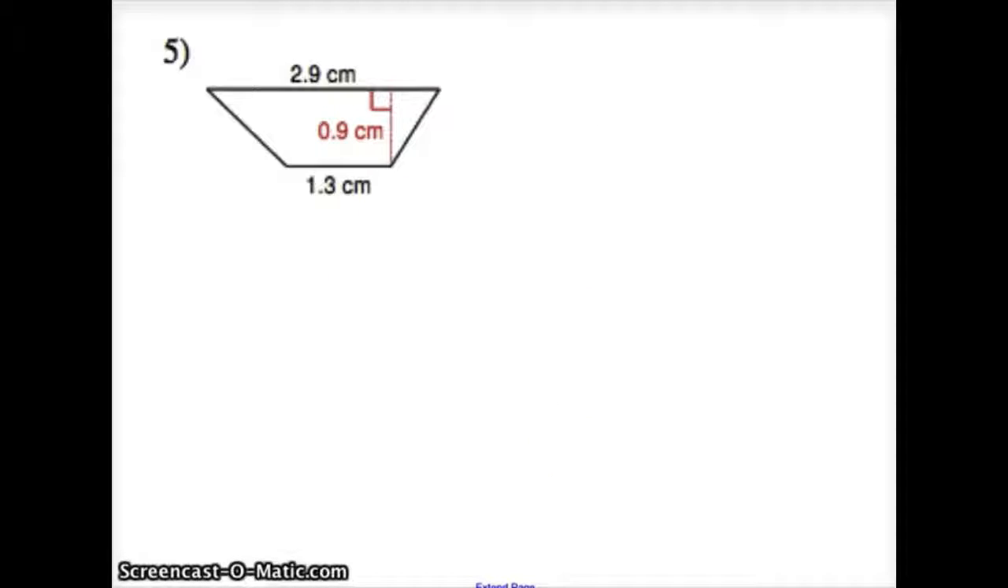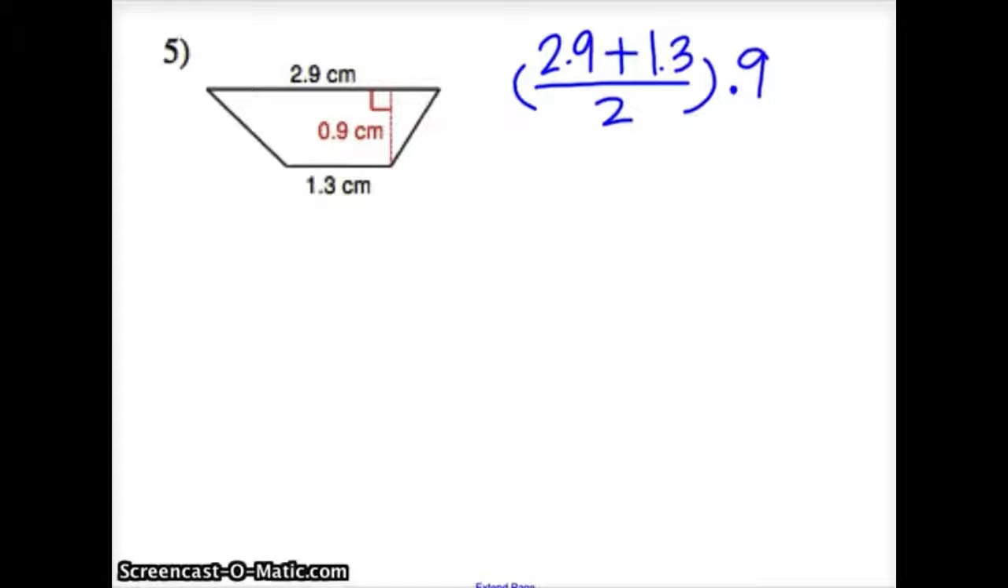Whoops, I went too fast. Number 4 of our examples, but this is number 5 on the screen. So this trapezoid looks like it's upside down, so it really doesn't matter which we use for the top and which we use for the bottom. So I'm going to use 2.9, which is the top, plus 1.3. I'm going to divide it by 2, and I'm going to times it by the height of 0.9.